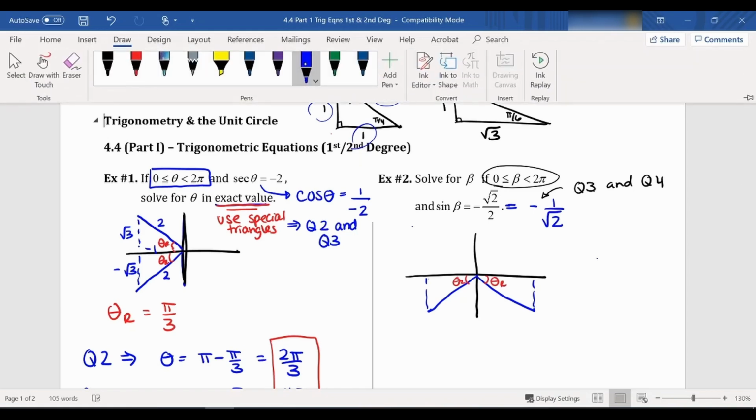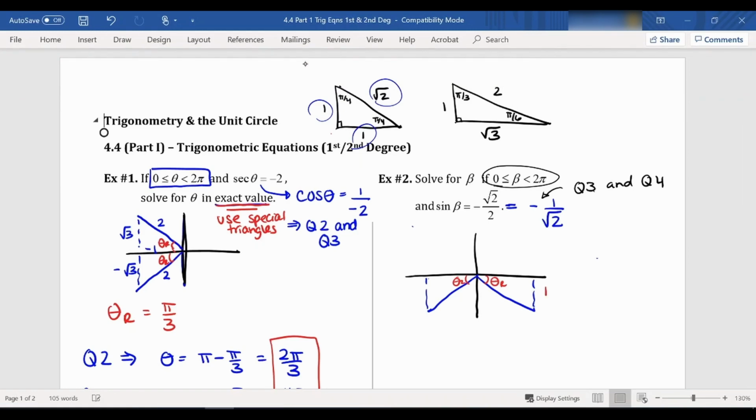Sine is opposite over hypotenuse. We know in both these quadrants that opposite is a y value and should be negative. And our other side from our special triangles is also a 1. In the right-hand triangle, that adjacent side will be positive. In the left-hand triangle, the adjacent side should be negative because our x's are negative here. Now I can see that our reference angle would be pi over 4 from our special triangle.